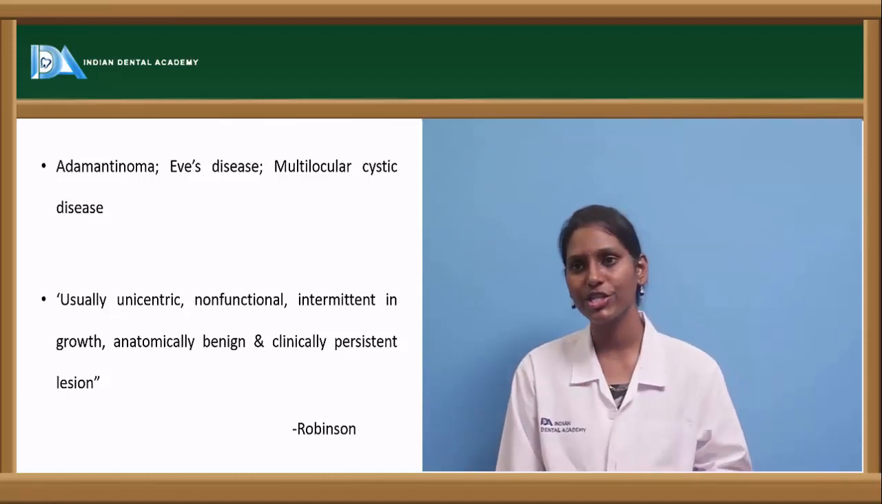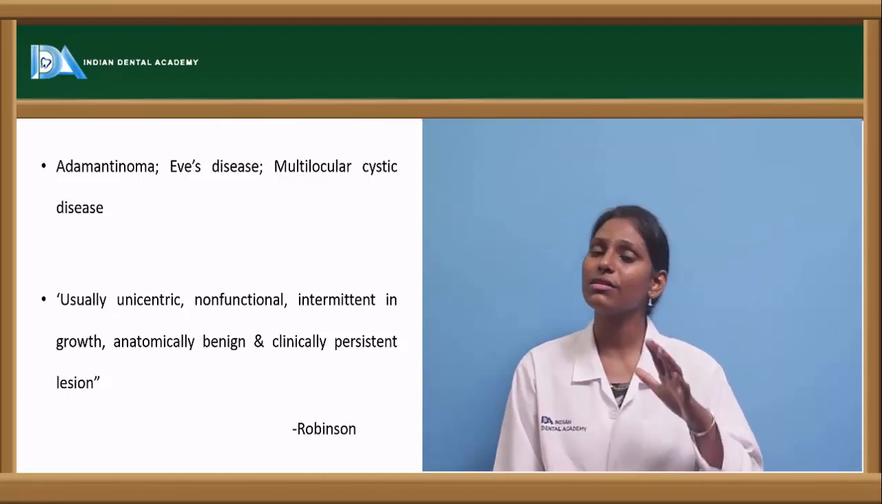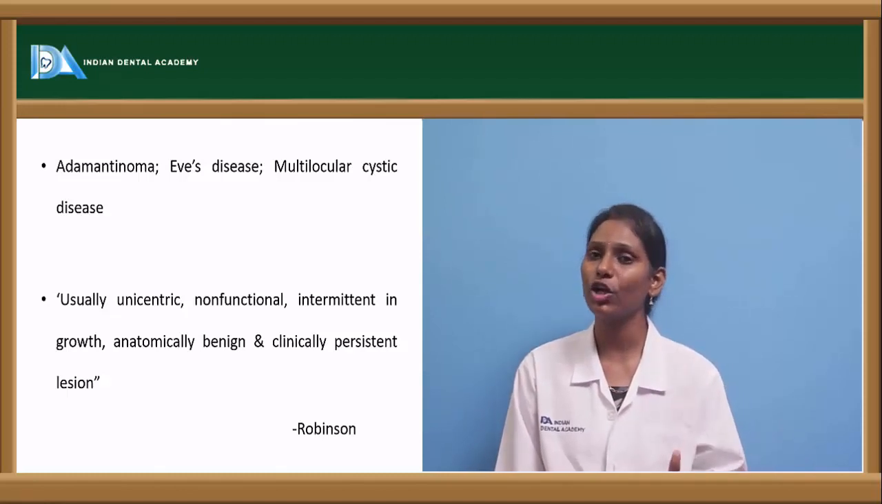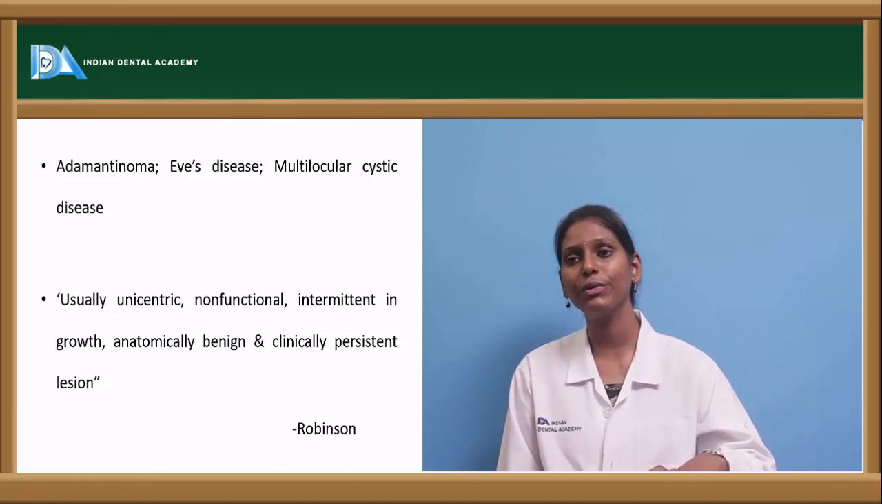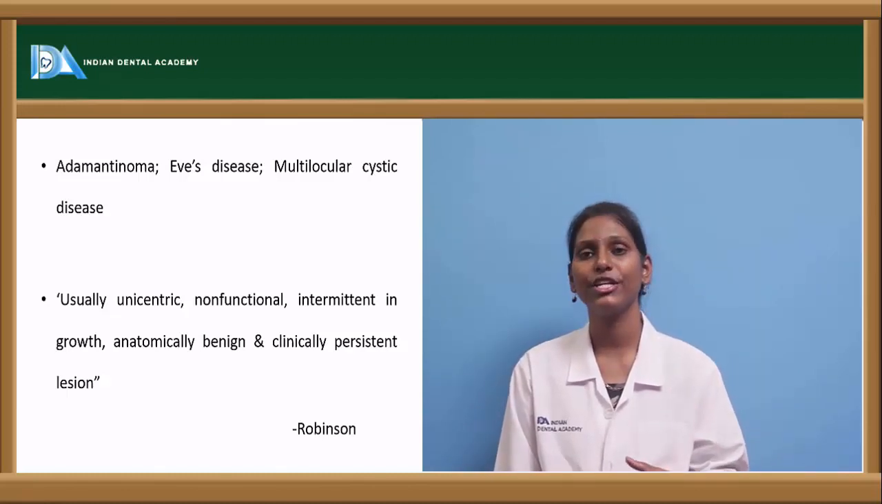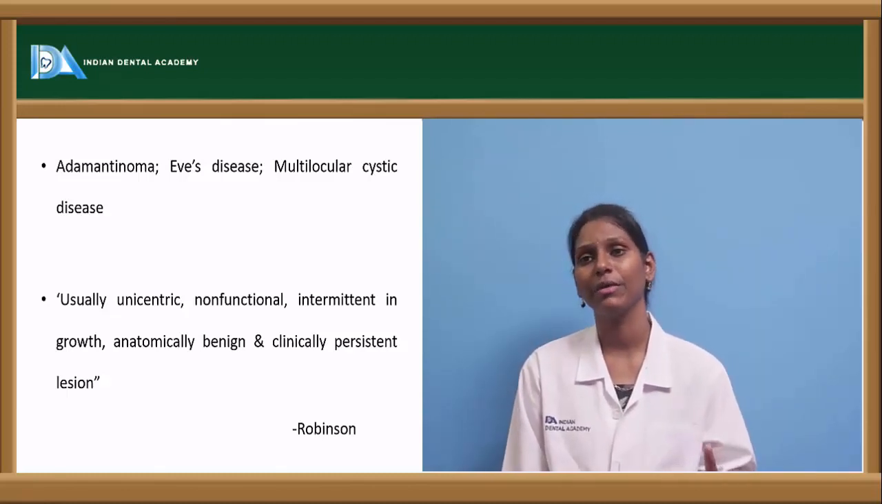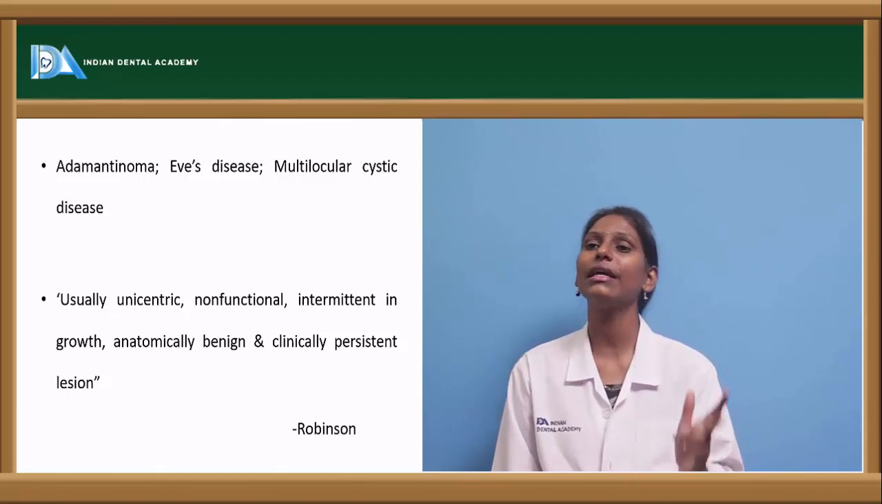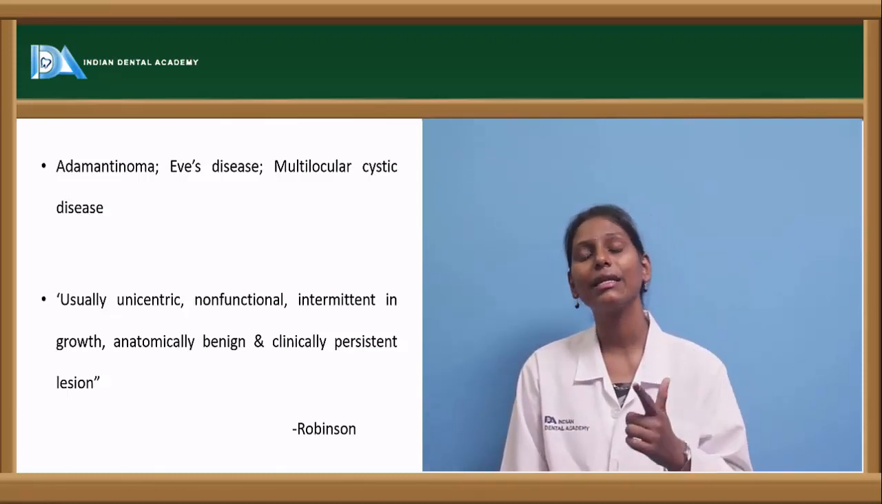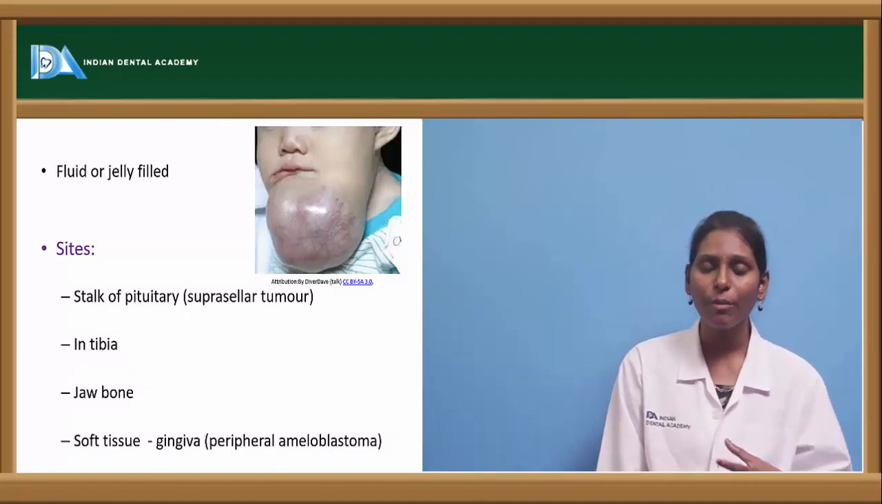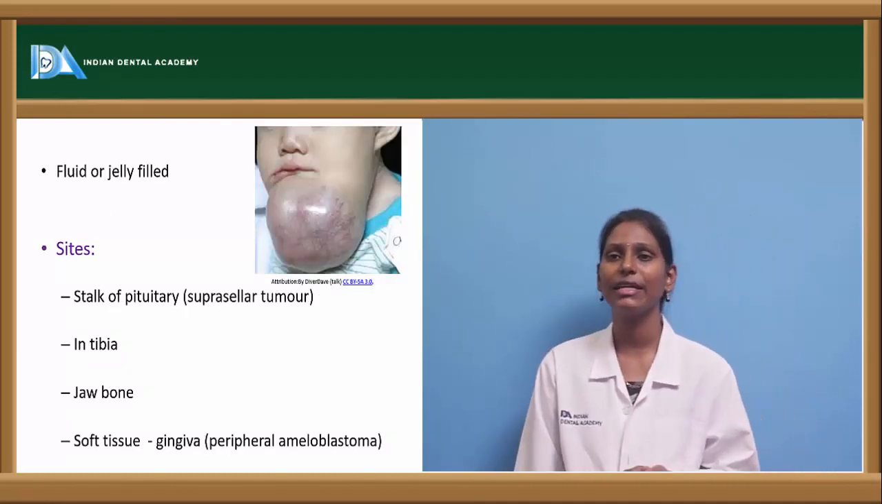Hence, they are non-functional. It is intermittent in growth. It is a slow growing one. It is anatomically benign. It is a benign tumor anatomically, but it is a clinically persistent lesion. It persists for a longer period of time. Hence, it is usually unicentric, non-functional, intermittent in growth, anatomically benign and a clinically persistent lesion. Normally, it is a fluid-filled or jelly-filled type of lesion.